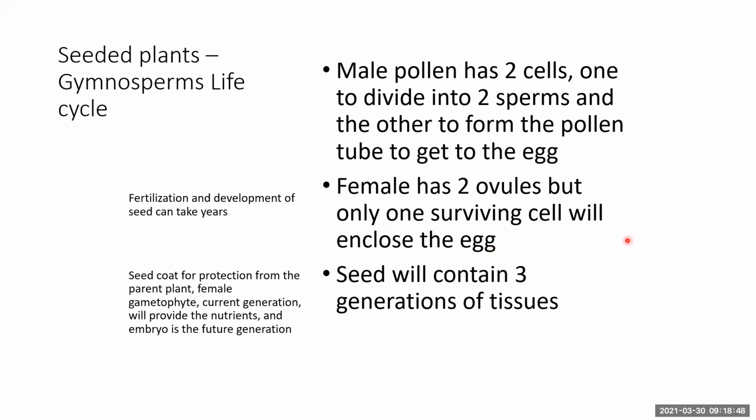And we'll look at a figure of that in the next slide. And so the seed will actually contain 3 generations of tissues. Those 3 generations are basically the seed coat for protection, and that seed coat is made from the parent plant. The gametophyte is the current generation, and that provides the nutrients. And then inside of that, you have the embryo, which is tissue from the future generation. So the embryo will develop into the future plant. So you actually have 3 generations of tissues: the parent plant, the current generation, and then the future generation, which is pretty interesting.